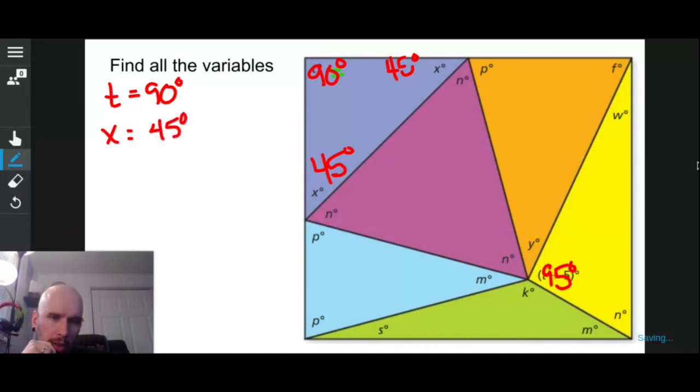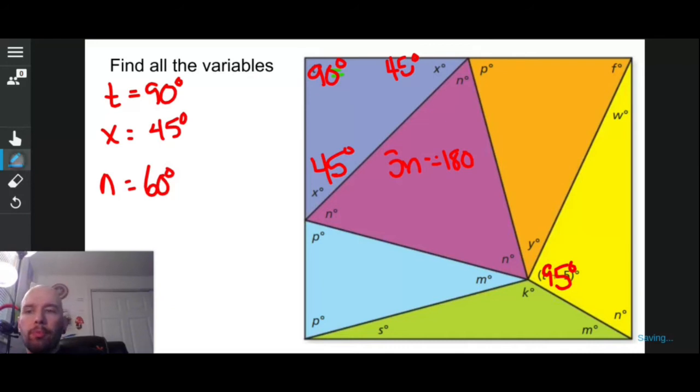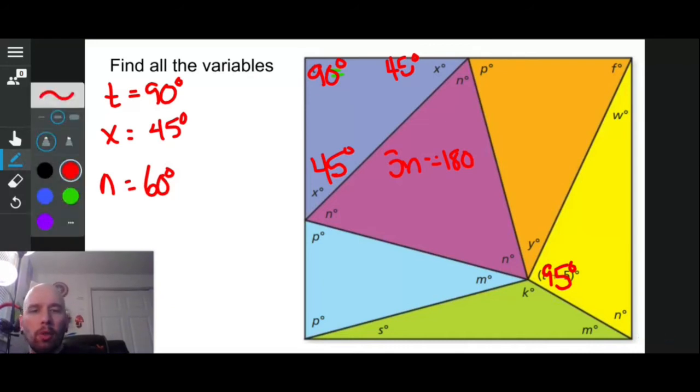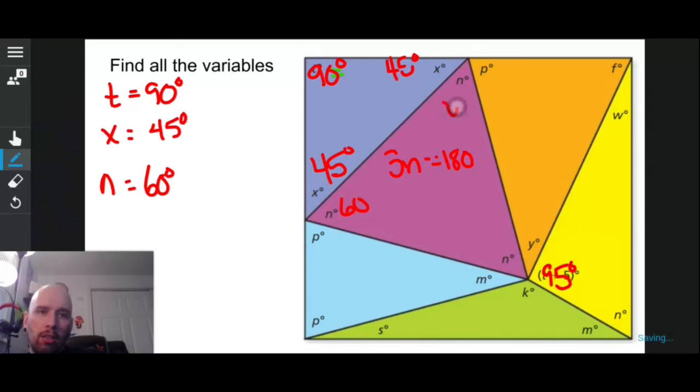Are there any other x's here that I can use? No. Look at the big purple shape. The big purple shape has n and n and n all adding up to 180 degrees, which means 3n equals 180 degrees. Divide both sides by 3, and n is going to be 60. So n is 60, 60, 60, 60.